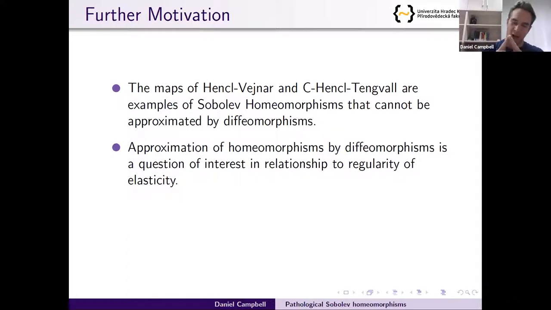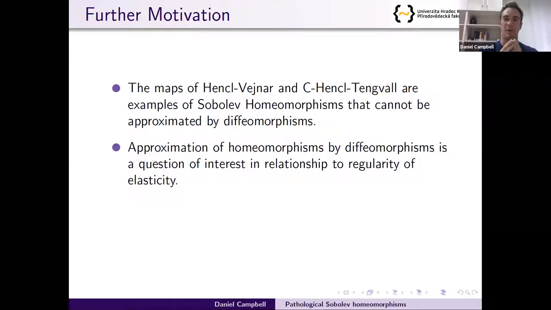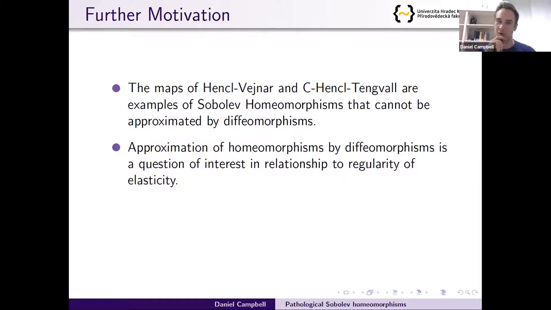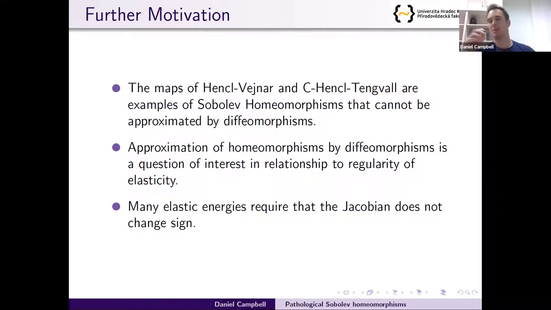The problem we have is our smooth map has to be relevant to the original variational problem. For it to be relevant, it has to be injective. So we're really talking about approximating homeomorphisms with diffeomorphisms. So the question is: is every Sobolev homeomorphism in the closure of diffeomorphisms in the Sobolev space? And these maps which Hencl and Vejnar, and then me with Hencl and Tengvall, constructed, they're not. On the other hand, a lot of the elastic energies would require that the Jacobian doesn't change sign. Our mapping has a Jacobian which does change sign. So yes, it can't be approximated by Sobolev homeomorphisms, but it's automatically a mapping which has infinite energy. So probably not your best contender for the minimizer.